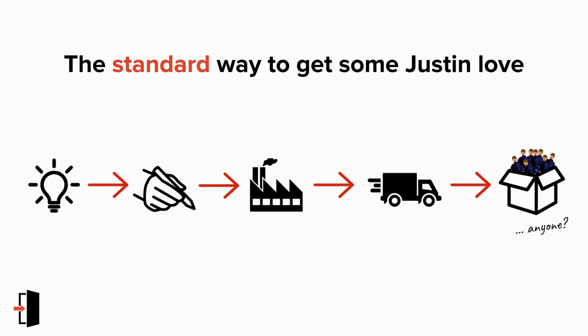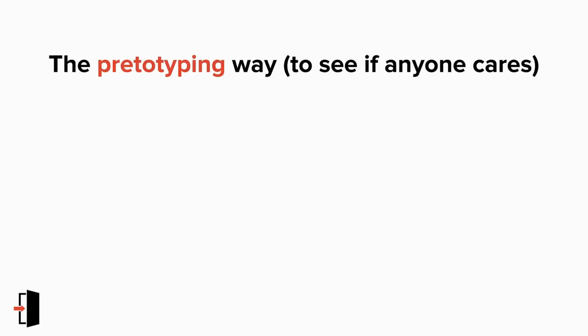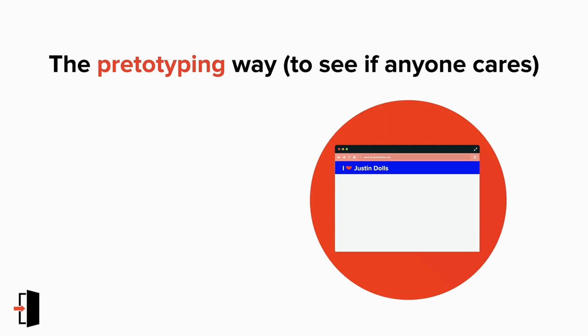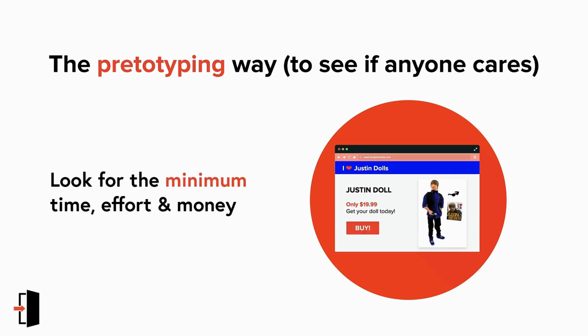One fast, cheap prototyping way to do this is to use the fake door method. To do this, you mock up a fake web page with an image of the doll and the pricing and a call to action to buy one. What you're looking for is the minimum amount of time, effort and money required to get something believable in front of your customers as quickly as possible. And normally, this can happen in a few hours, rather than the months it takes the traditional way.